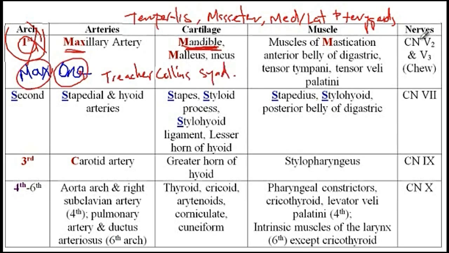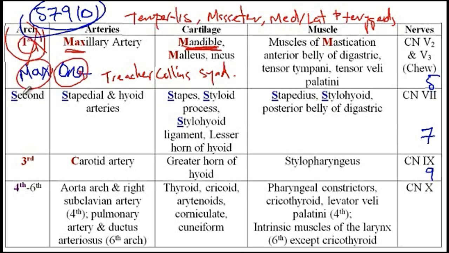Now, in terms of cranial nerves, it's much easier if you memorize the numbers 5, 7, 9, 10. If you memorize these numbers, then you know that the first branchial arch gives rise to cranial nerve 5, second gives rise to cranial nerve 7, third gives rise to cranial nerve 9, and finally the last one gives rise to cranial nerve 10. So just memorize those numbers and all the cranial nerves are out of the picture.